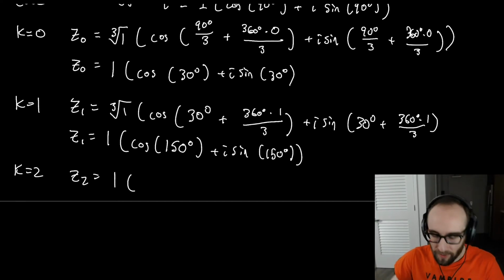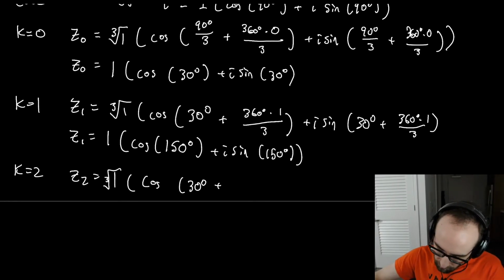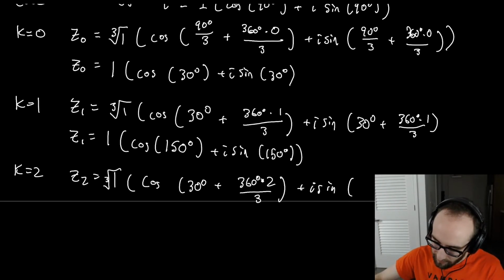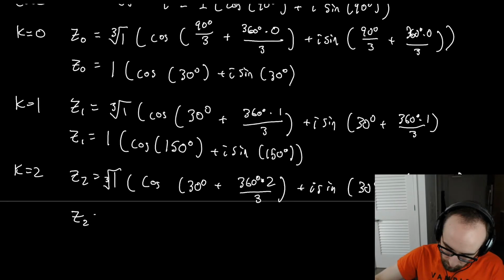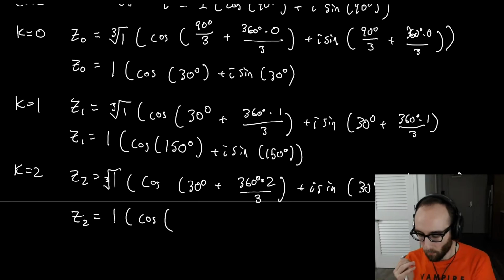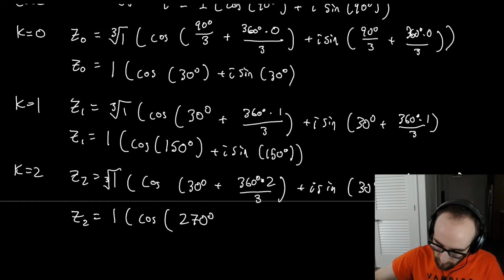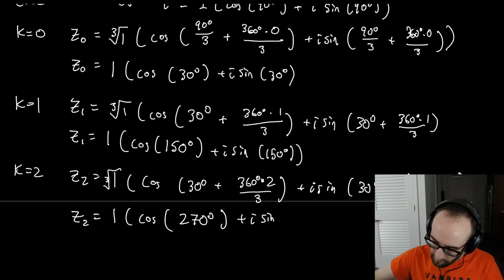We'll just end up with 1 in front, because it's the cube root of 1, times cosine of, we start off again with 30 degrees, 90 divided by 3, plus 360 degrees times 2 divided by 3, plus i sine, and that exact same angle, 30 degrees plus 360 degrees times 2 divided by 3. Okay, so z sub 2 is going to be equal to 1 times cosine of, and in this case, we have 120 times 2, which gives us 240, plus 30 gives us 270 degrees, plus i sine 270 degrees.